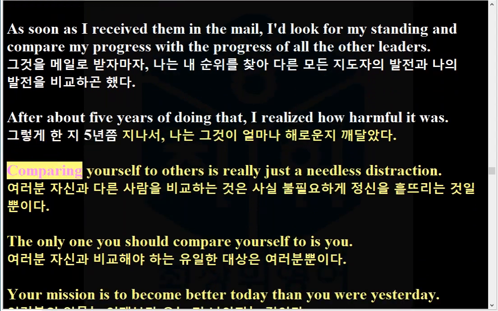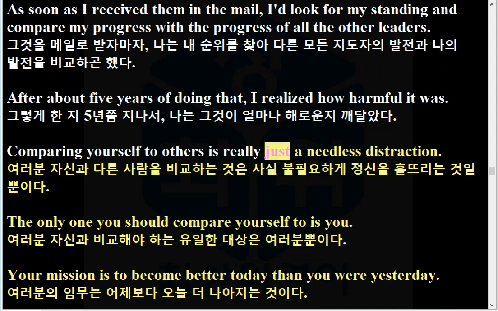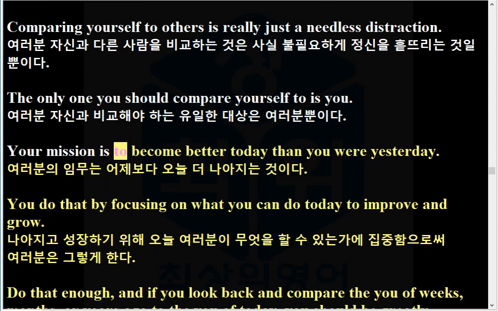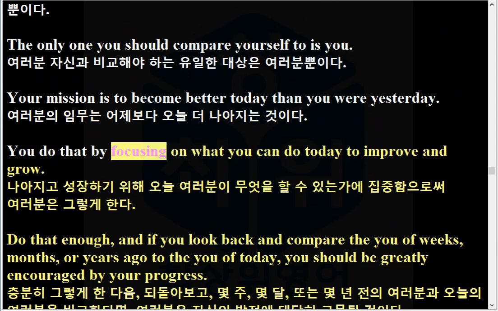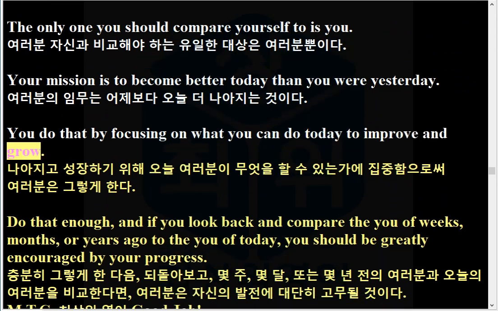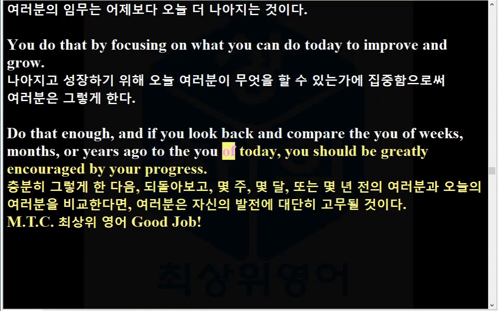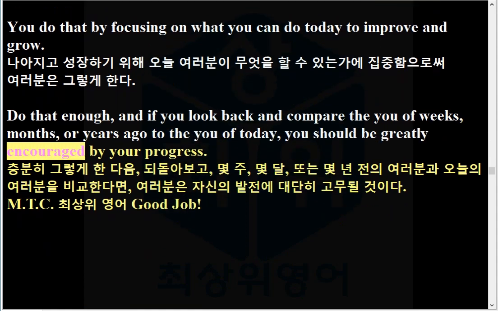Comparing yourself to others is really just a needless distraction. The only one you should compare yourself to is you. Your mission is to become better today than you were yesterday. You do that by focusing on what you can do today to improve and grow. Do that enough, and if you look back and compare the you of weeks, months, or years ago to the you of today, you should be greatly encouraged by your progress.